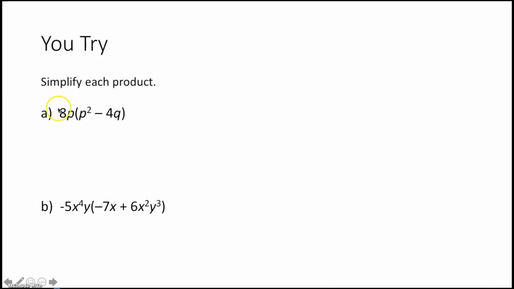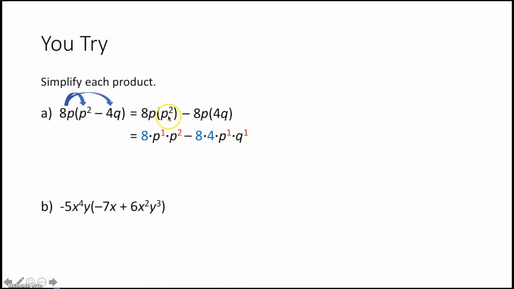So again, we're going to use the distributive property. We're going to take this 8p and multiply it to the p squared, and take the 8p and multiply it to the -4q. So what ends up happening here, we're going to multiply the 8p and the p squared together, and when you multiply two monomials, you multiply the coefficients together out front, so 8 times this invisible 1, and the p to the first times the p squared.